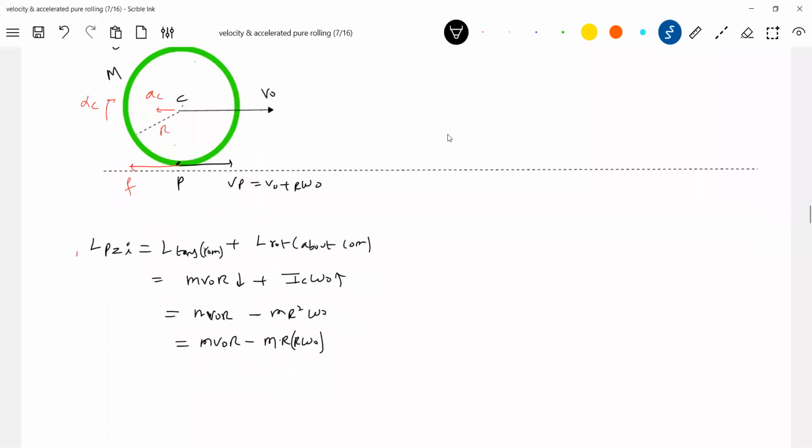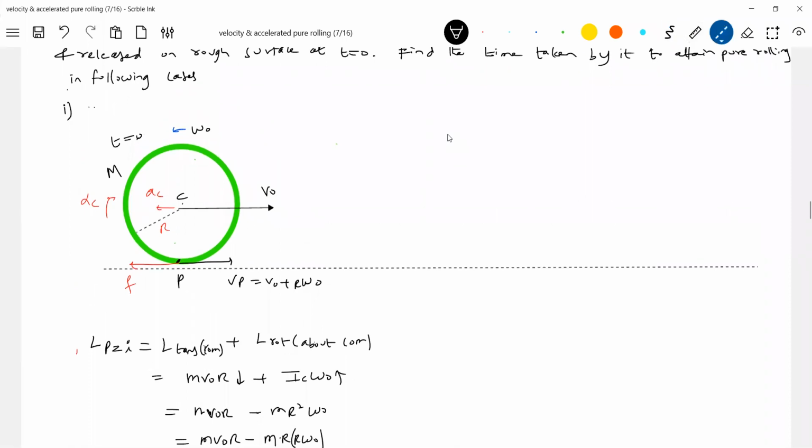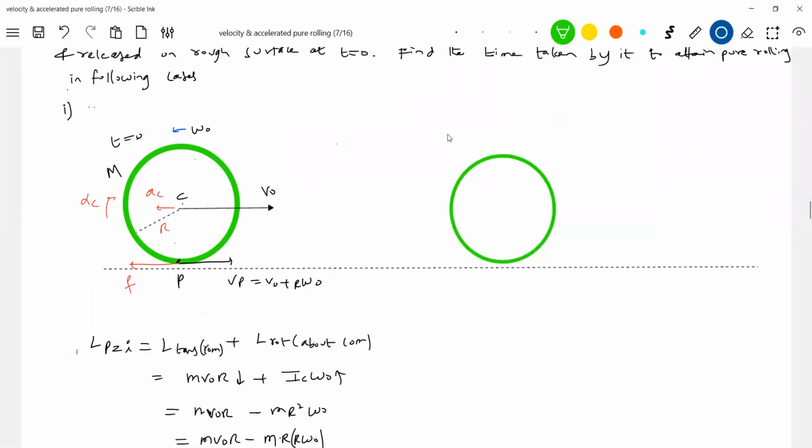Numerically, we know that V naught equals R omega naught. So if I substitute that, I'm getting angular momentum 0. What do you mean that finally the angular momentum should be 0? It means the ring will just come to rest, because the initial angular momentum is 0. The ring will finally come to rest here.